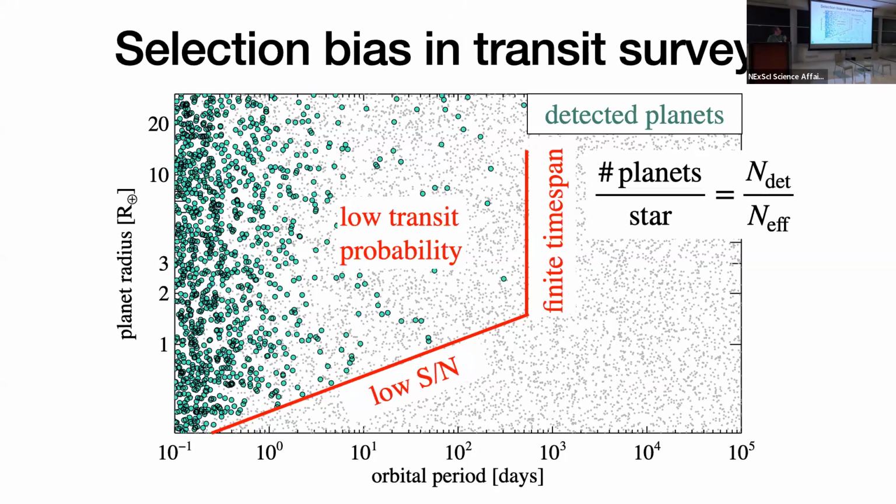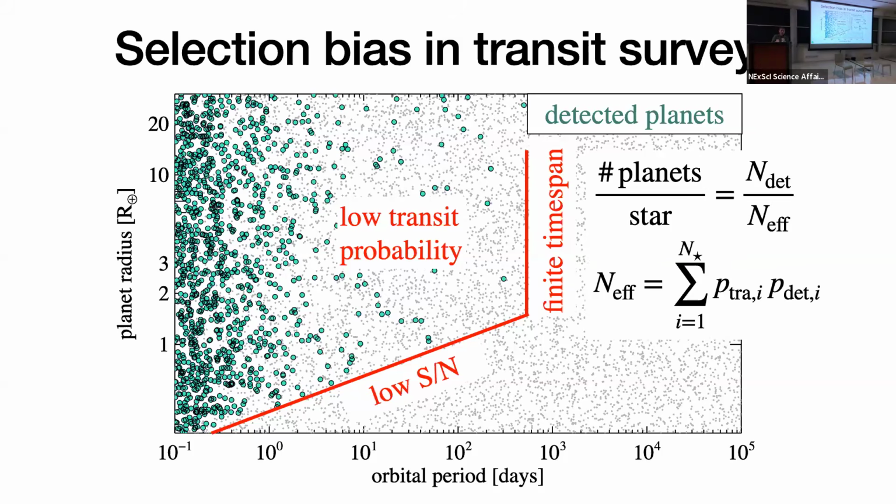So to calculate occurrence, by which I mean the average number of planets that exist with a certain radius and period around a random star, we not only need the number of detections from the survey, we need the denominator. We need to know how many stars did we really search for planets of that size and period, the effective stellar sample. And the number of effective stars that you have searched is not the number of stars that were observed by the telescope. It's lower than that.